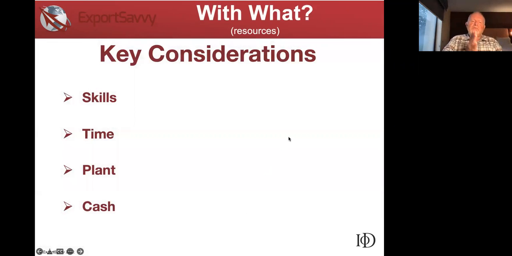Okay, now when you're thinking about your resources, you want to be thinking probably about 4 things. Have you got the skills to go into the marketplace that you want to go into? Secondly, and this is a big one, have you got the time? Because if you haven't got the time, then it's going to be quite difficult for you to do it. Thirdly, have you got enough plant? In other words, enough equipment? And finally, do you have enough cash or working capital? So I want you to think a little bit about that.